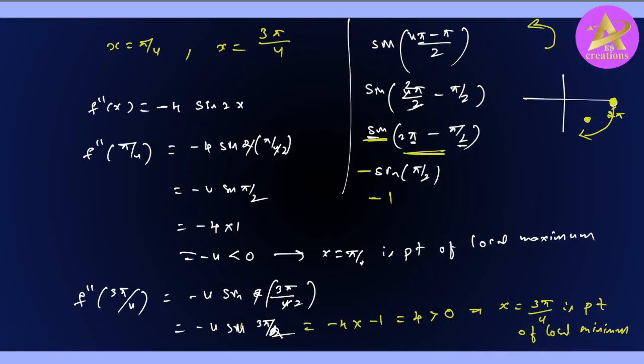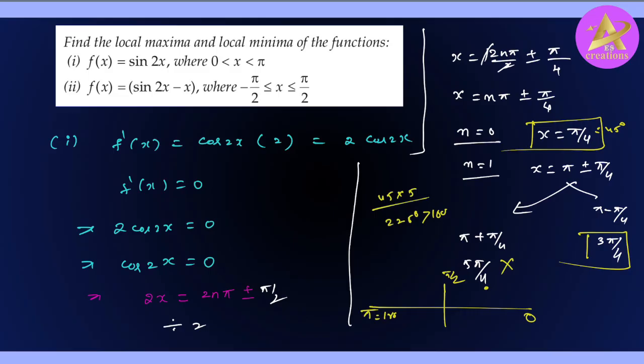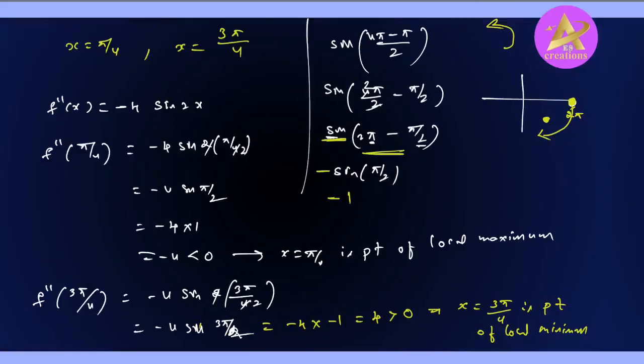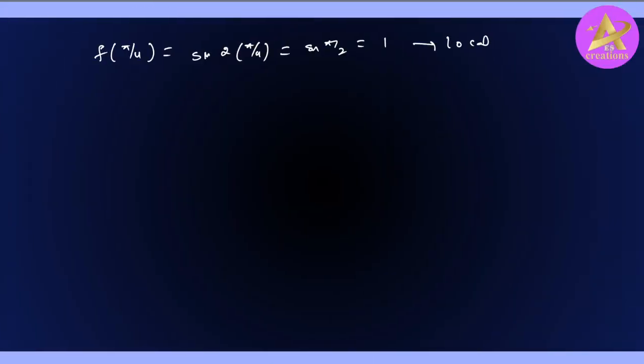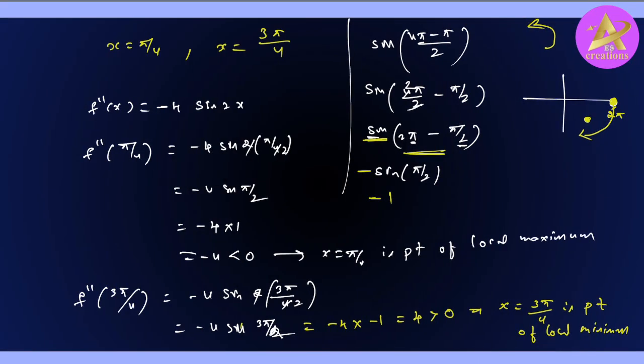Means f of pi by 4, what is the function? Sin 2x, right? Sin 2 of pi by 4, we get sin pi by 2, we get 1. This point is called local maximum.